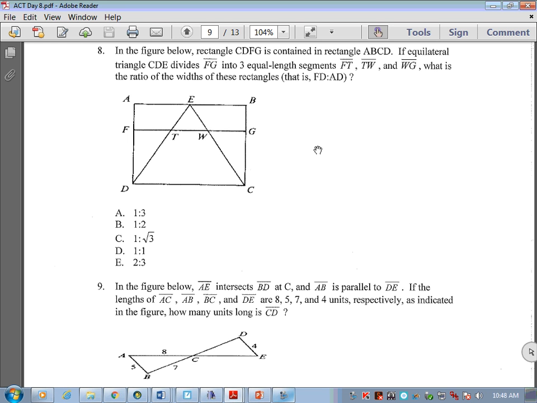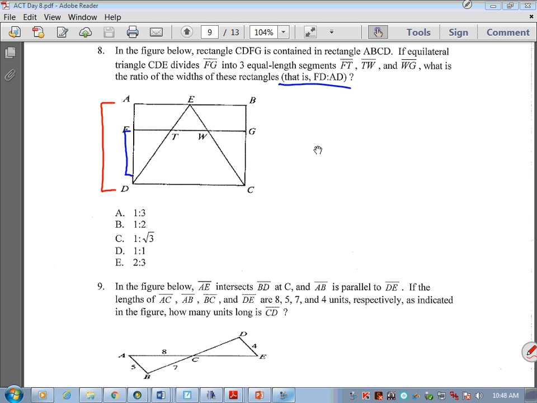All right, number 8, let's see, is this Dom, right? Okay, what'd you get here? A. Okay, so this is a way easier question than they make it out to be. All right, what they're asking is that right there. What is the ratio of FD to AD? That's all the question is.